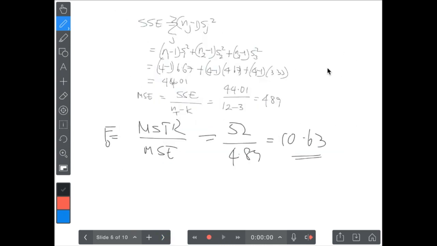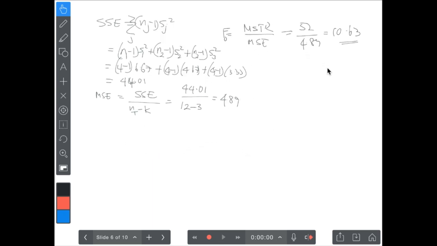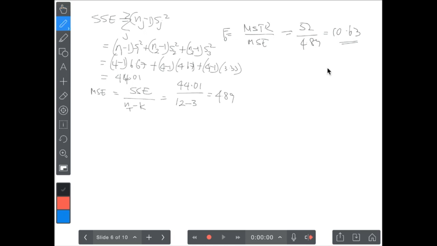So we have 10.63. Let's find the p-value. P-value is fun with this distribution. All right. So let's see. I'm going to move this up here. So p-value by definition is the probability of observing the sample value or a value that's even more extreme. So our p-value in this case is P(F greater than or equal to 10.63). So if you thought finding probabilities with the t-distribution or chi-squared was fun, this one is even more fun.